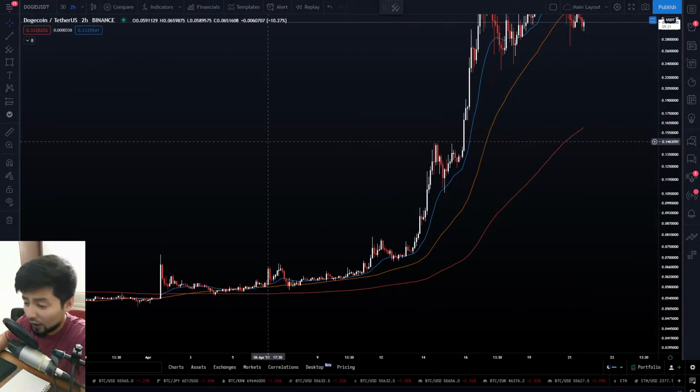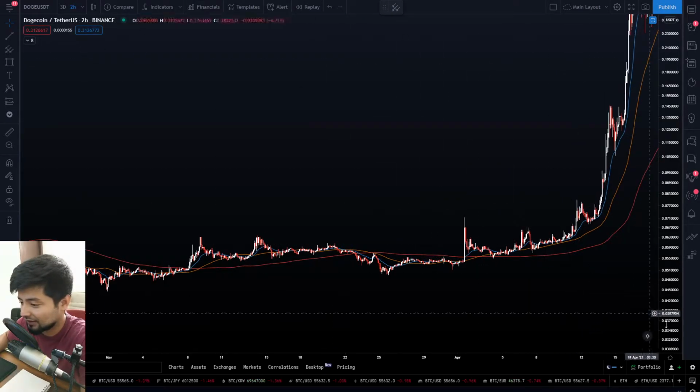All right, the 2-hour time frame. Now this is something which I want to talk about for this particular asset, Dogecoin, right here, guys.